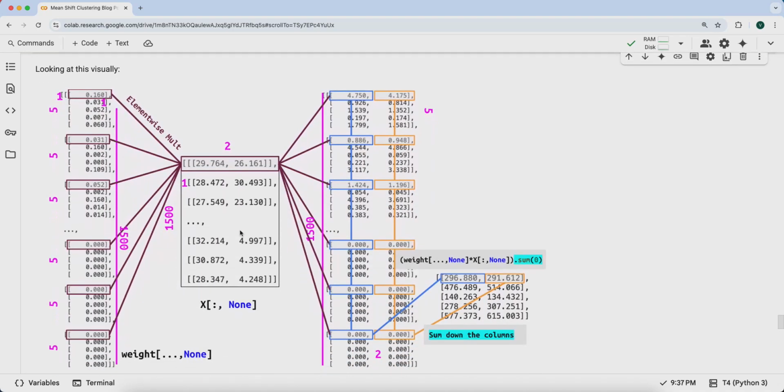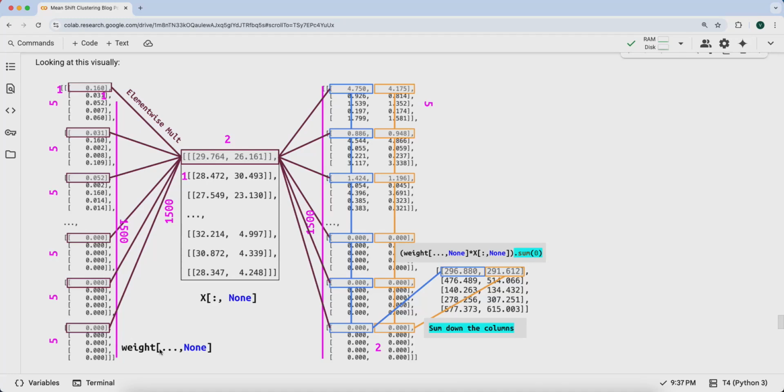So looking at this visually, what do I have here? I have my weight matrix that has a unit axis, so it can be broadcasted. It has 1500 rows, and it has 1 column, and each row has 5 elements corresponding to the 5 items in the batch. I have my dataset big X with the unit axis in the middle, so I have this additional set of brackets, and that's going to allow me to broadcast this across these 1500 for each batch item at a time.